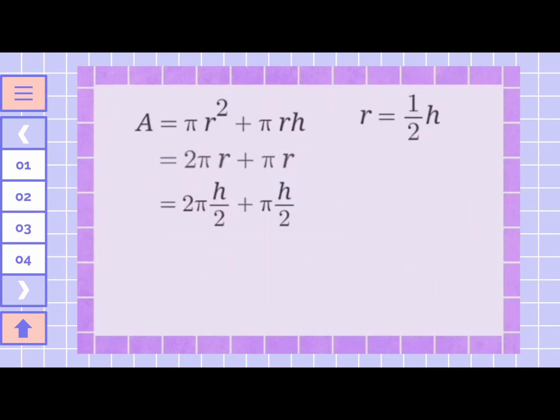Next, we need to find dA over dh. To solve this, you need to differentiate the area of the cone. The formula for area of a cone is pi r squared plus pi r h. Then, differentiate the equation with r substituted into the formula and you will get dA over dh equal to pi h plus pi h over 2.